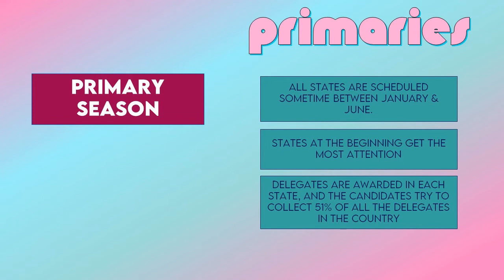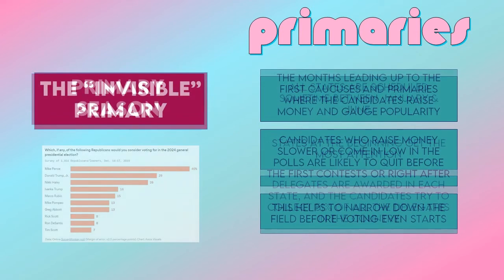Some of these early states get a whole lot of media coverage. And the states toward the end don't really get that much media coverage, but the primaries still happen. The candidates do still campaign in a lot of these states. What the candidates are trying to do is get 51% of all the delegates in the country. Once a candidate has 51% of the delegates, they are the nominee for president. So primary season can potentially last this whole time. It can use up all the states, but usually it's wrapped up pretty early.